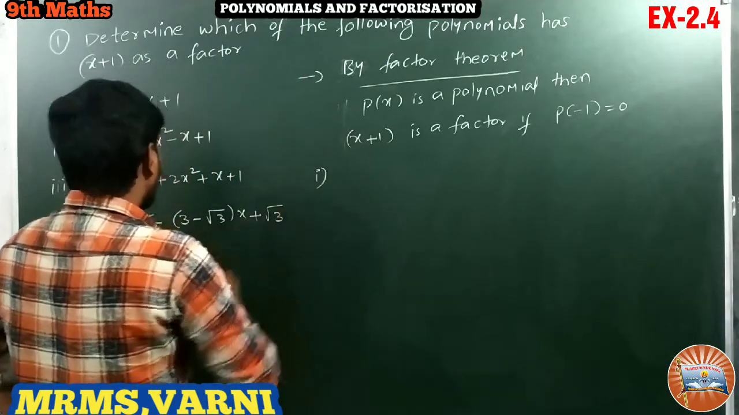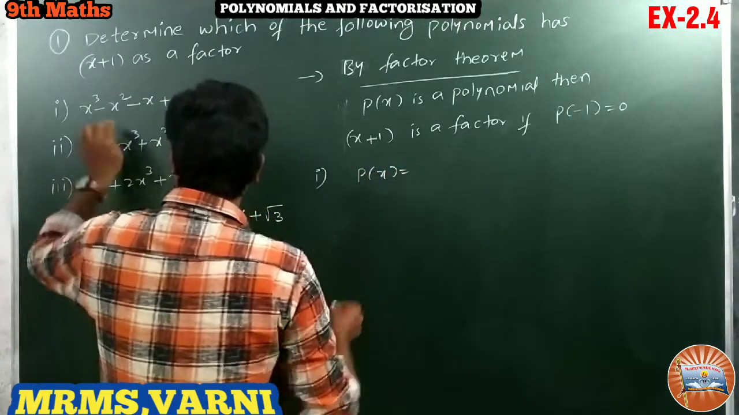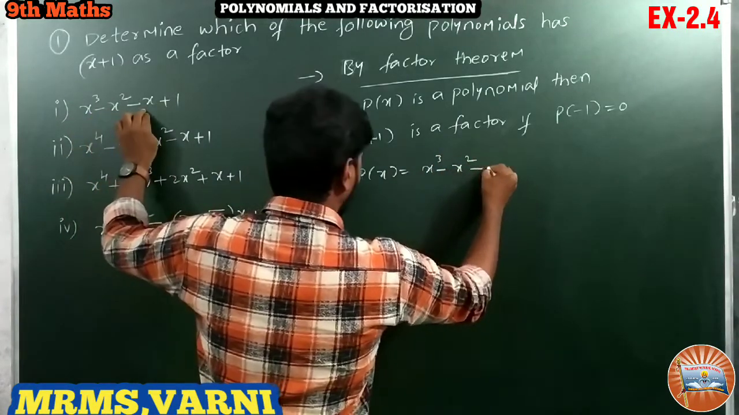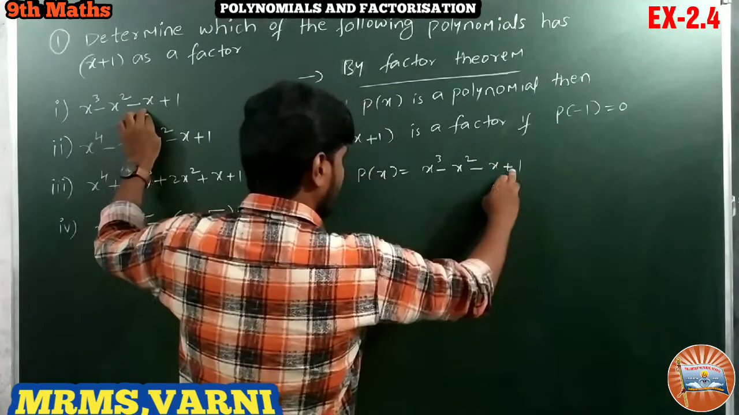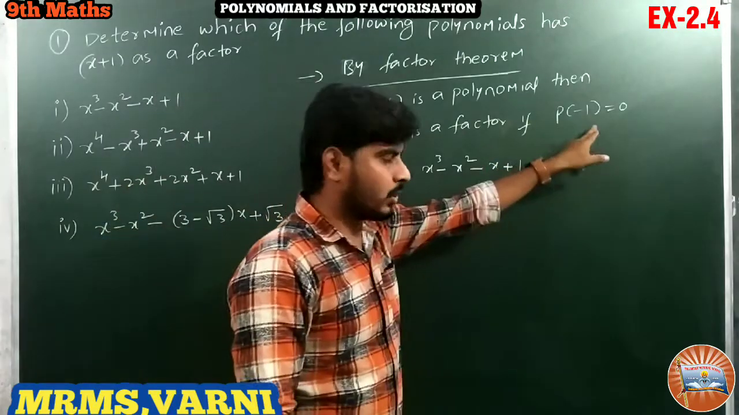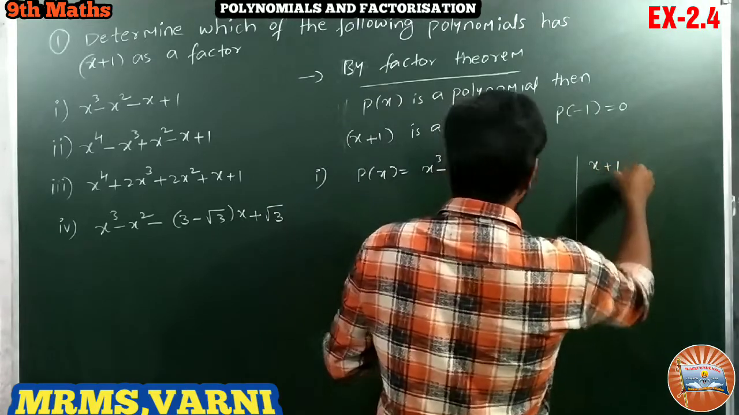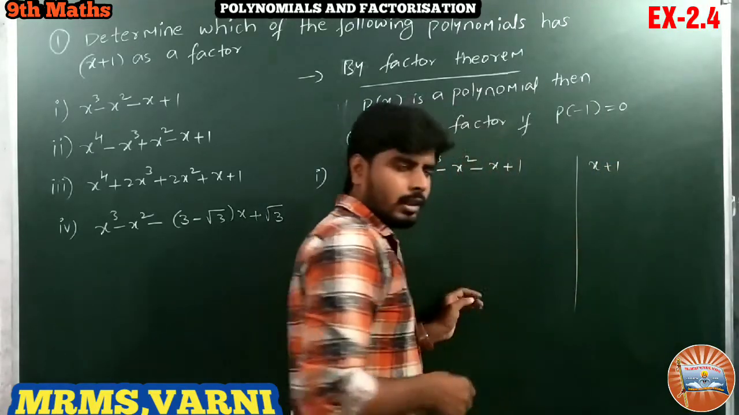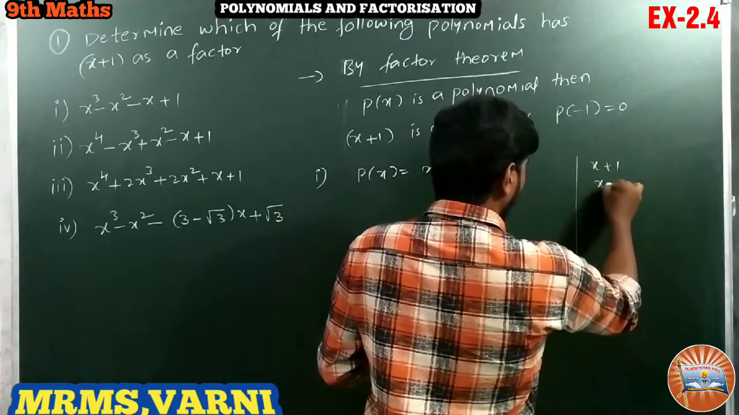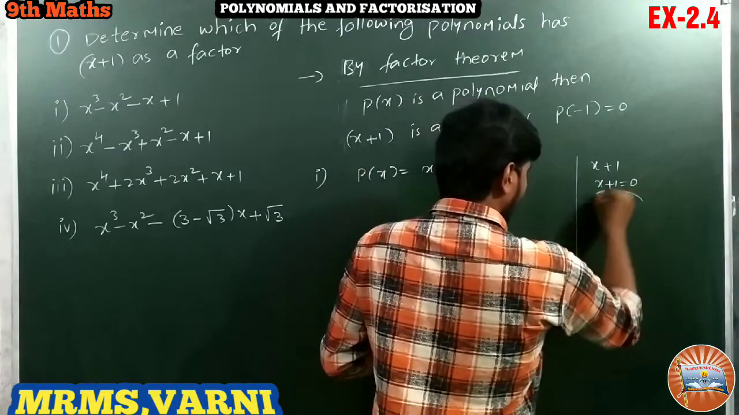Look at the first one. What is the p of x given? P of x is equal to x cube minus x square minus x plus 1. So x plus 1 is a factor if p of minus 1 is zero. Why am I taking minus 1 here? Look here, this x plus 1 is also a polynomial. If you want to solve for x in the polynomial x plus 1, we take x plus 1 equal to 0, so x becomes minus 1.